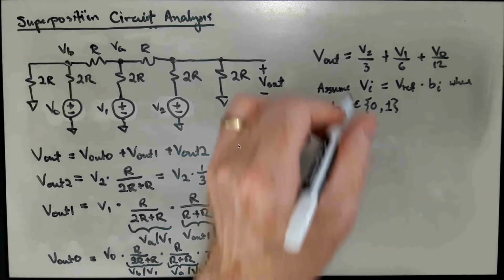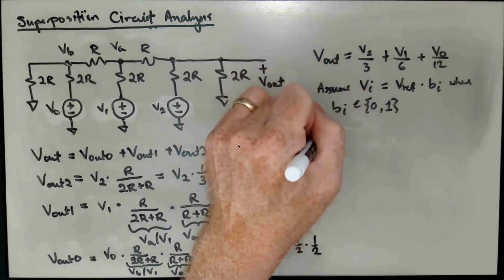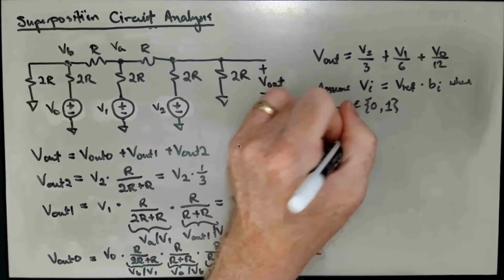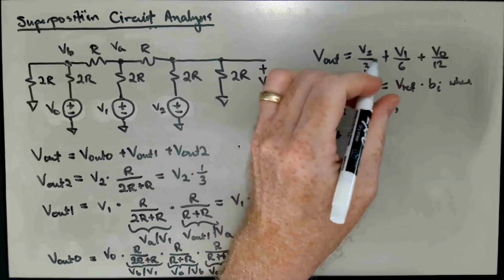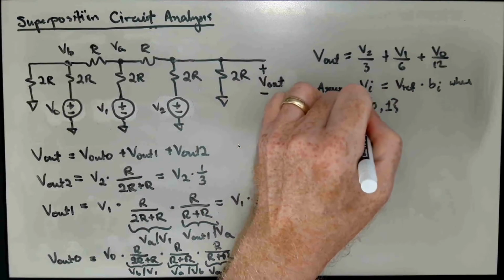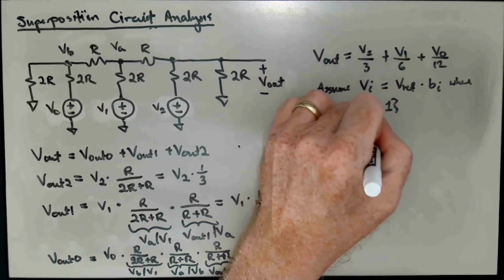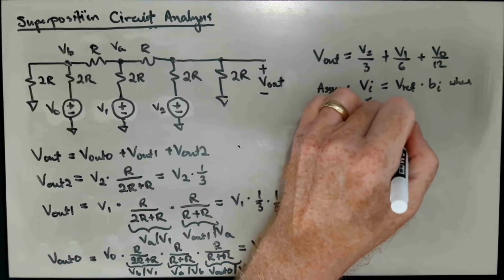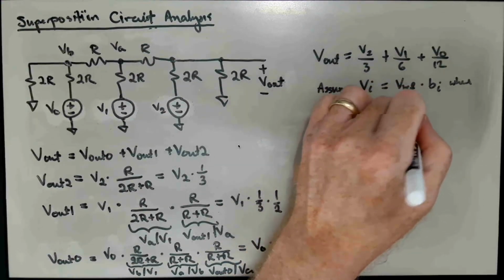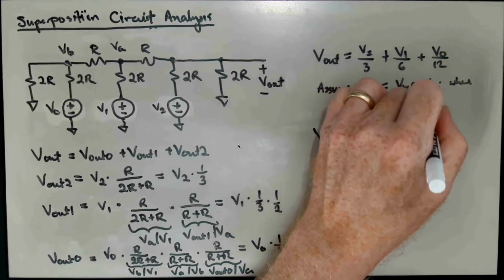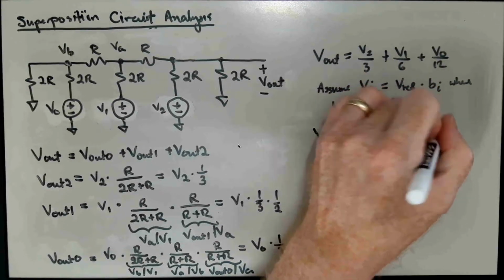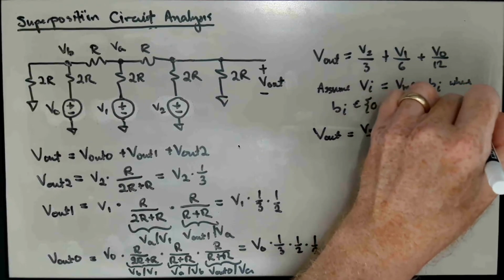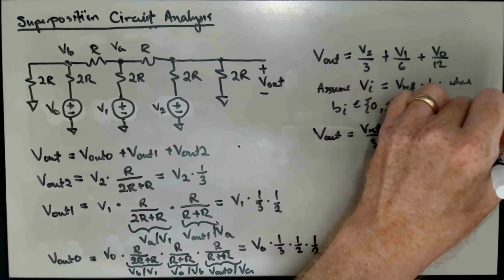And with that in mind, we can substitute that into our Vout expression and write that Vout is equal to Vref over 3 times B2 plus Vref over 6 times B1 plus Vref over 12 times B0.